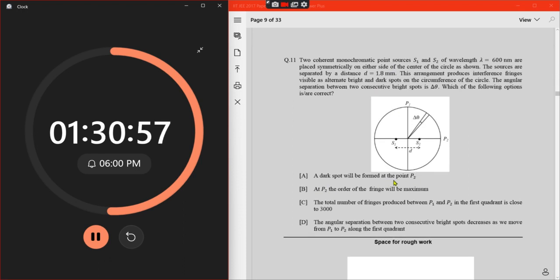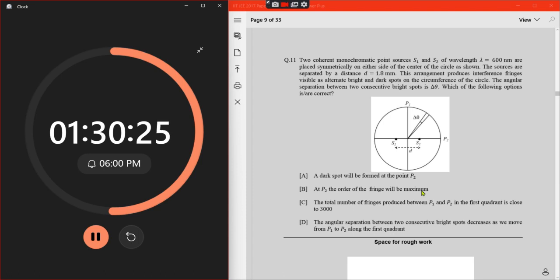A dark spot will be formed at the point P2. Wait, what? No, we don't know for sure. Okay, at P2, I mean, it depends on how much D is. At P2, the order of the fringe will be maximum. Look, I don't know whether there will be a fringe at P2 or not, right? How do you even say this? Like d sin theta. Okay, yeah.